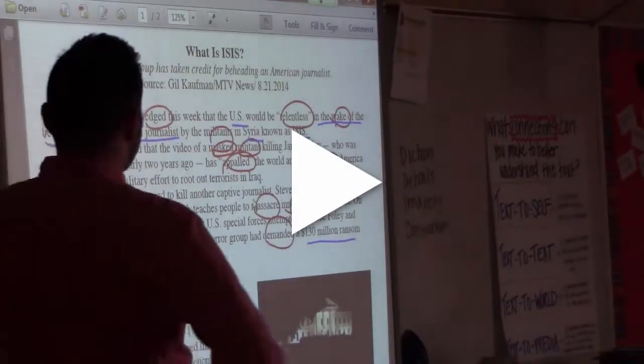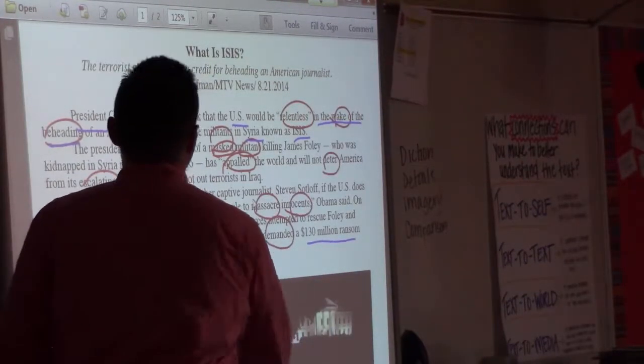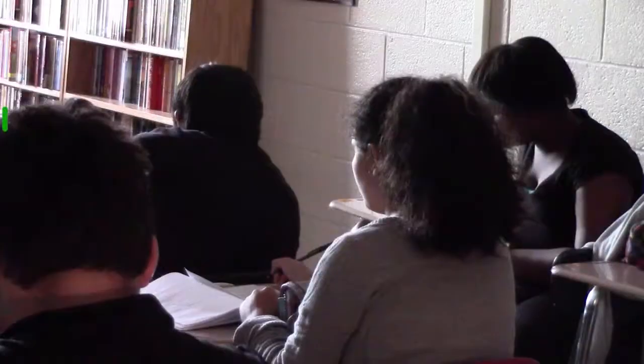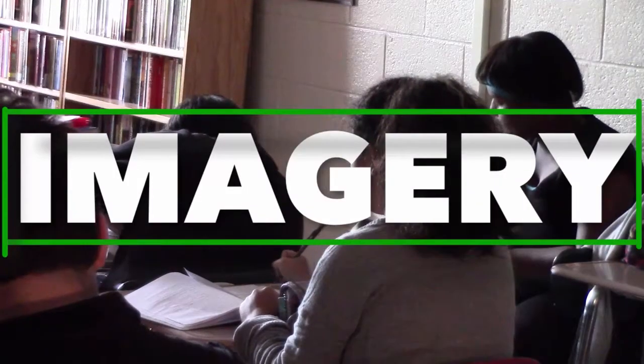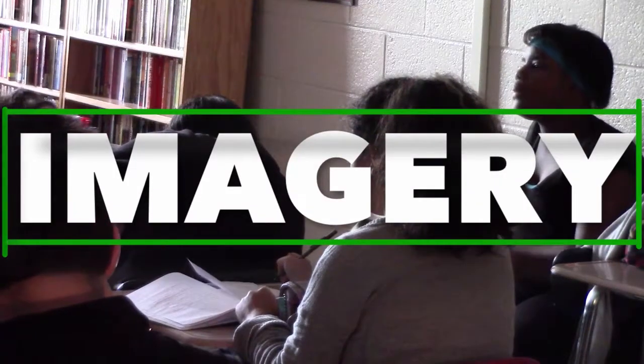Okay, so what are some other strong words of diction in the last paragraph? Reorganized. What are some images that we can identify here too? Imagery, remember our 5 senses.